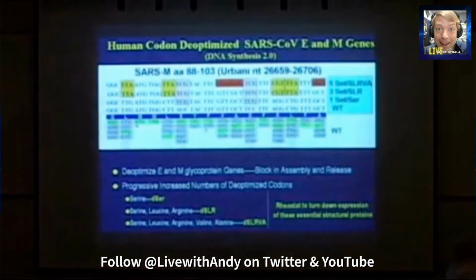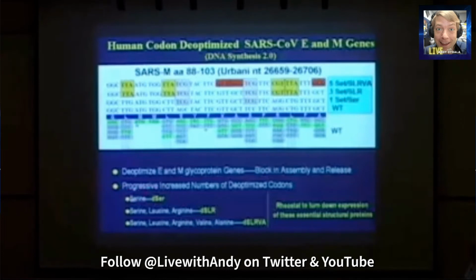So our approach to de-optimize the SARS coronavirus genome, and to attenuate pathogenesis, focused primarily on the E and the M glycoprotein genes. There's about 350 amino acids in total. The strategy we used was to progressively increase the number of de-optimized codons.